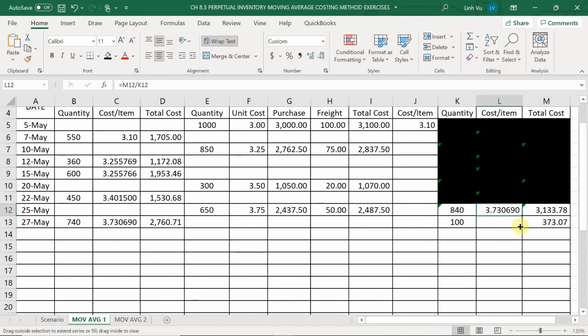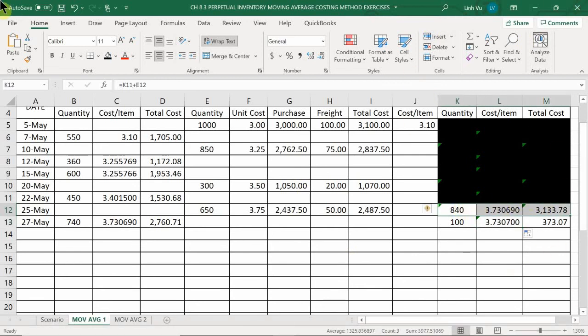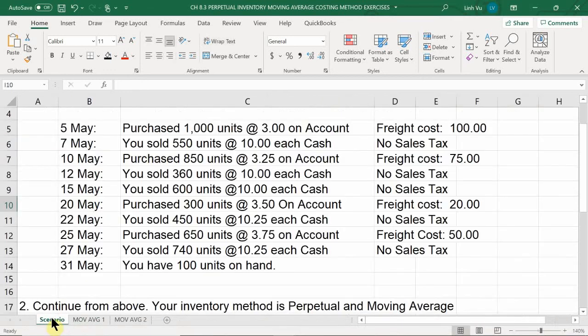which then gives me an average cost per item to be $3.7307. Okay. And there we have it. We have the end of our inventory, which is 100 items, at the 373.07, right? Just like that. All right. So far, so good.